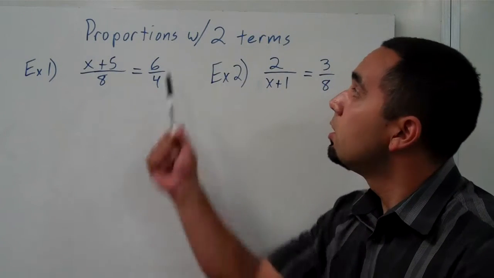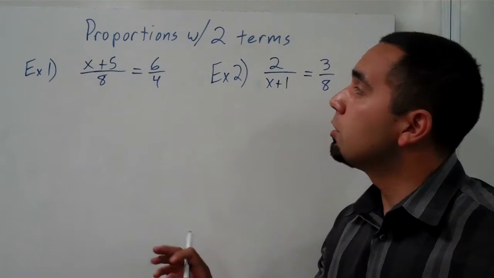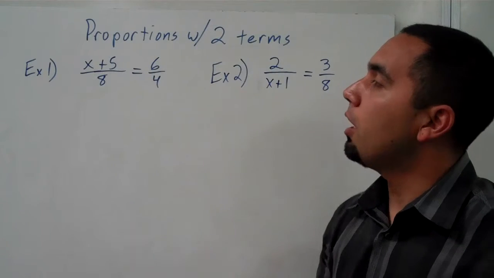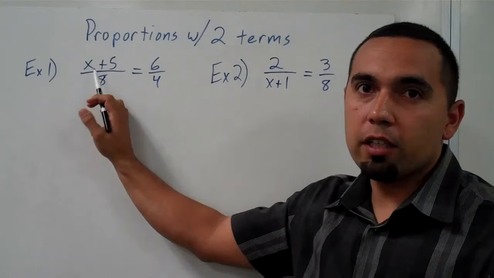Okay, so this is proportions with two terms. We just learned how to do regular proportions when there was just one term in each spot. Now we're going to deal with when there's two terms, at least in one spot, if not more.